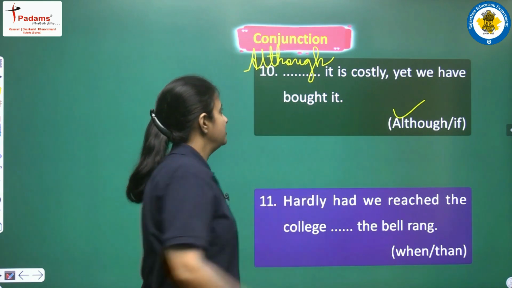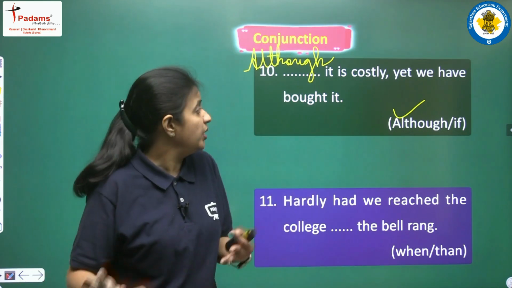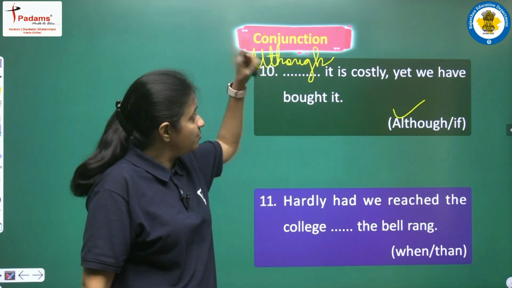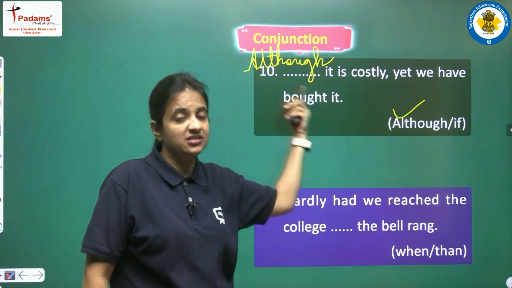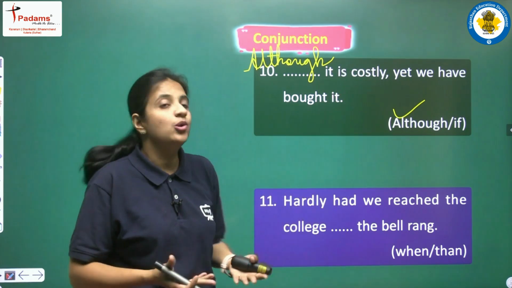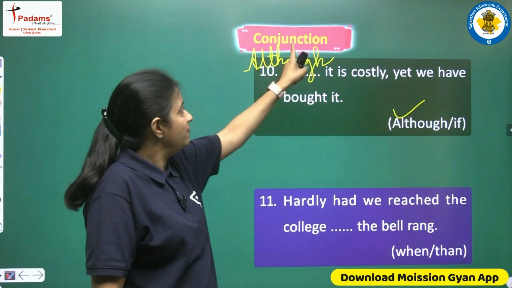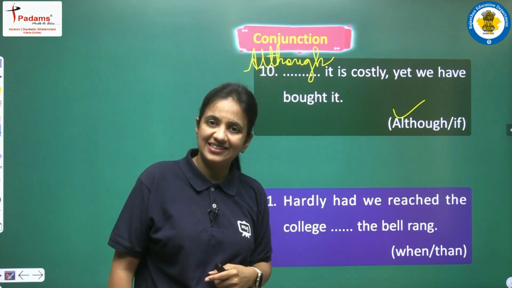And this complete sentence will be: although it is costly, yet we have bought it. So we are trying to show that despite the fact that it is very costly, very expensive, but still, yet, we have bought it. So this is the structure when we are using yet and although together in a sentence.